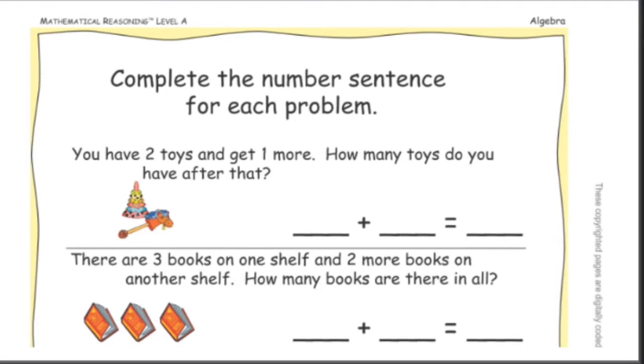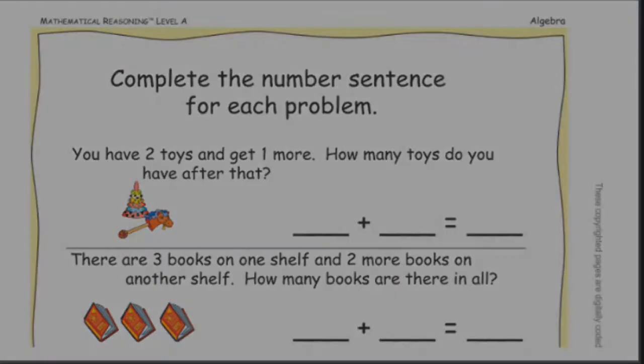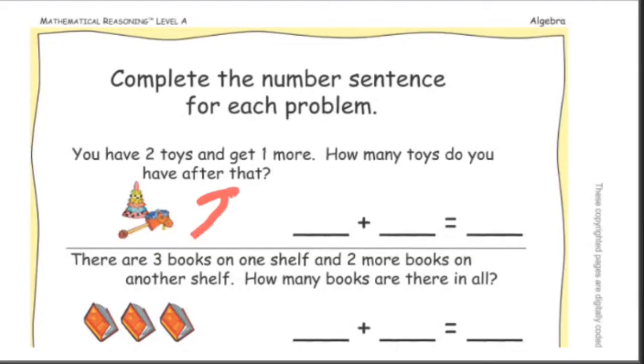Alright. Now the next is this. It said complete the number sentence for each problem. Are you ready? Now you have 2 toys and get 1 more. 1 more means you add 1. Now how many toys do you have after that? So you have 2 and you get 1 more. Let's say this is the 1 more. Alright. So how many toys do you have altogether? 1, 2, 3. So that means 2 toys before plus the 1 you later get will give us how many? 3 toys. Very good.